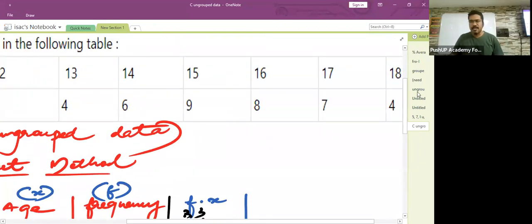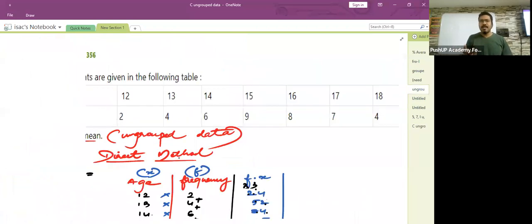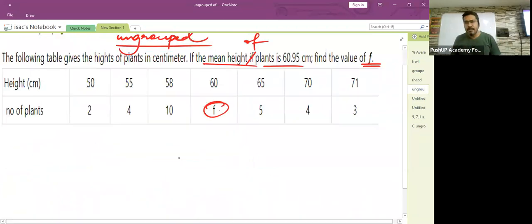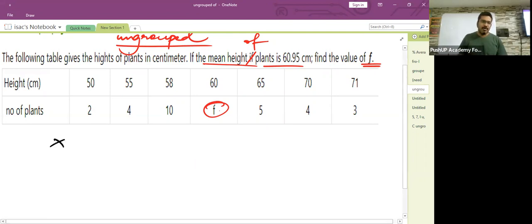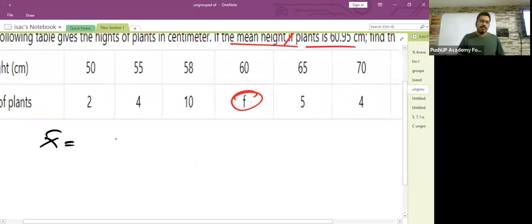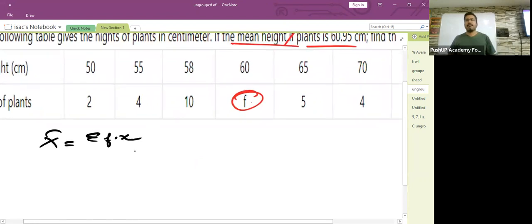So here also, children, the next question which I gave you is also ungrouped data given in the tabulated form. Can we apply the direct method over here? We can apply the direct method, isn't it? So first of all, write down the formula. If you are applying the direct method, x bar is equal to what? Sigma f into x divided by sigma f.